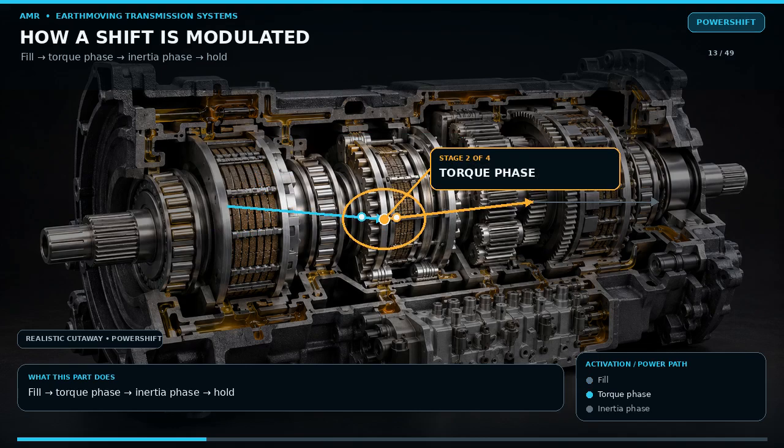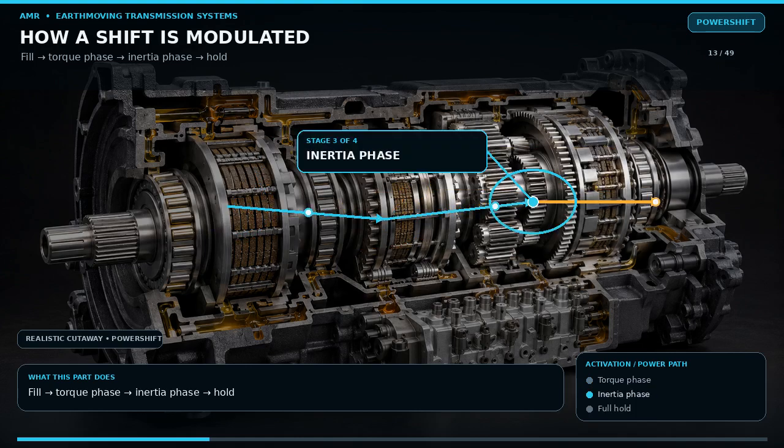Next is the torque phase. Pressure in the oncoming clutch rises while the offgoing clutch reduces its capacity. Torque transfers without a complete loss of drive. Then comes the inertia phase where the rotating members change speed to match the new ratio. Finally, the clutch reaches full holding pressure.